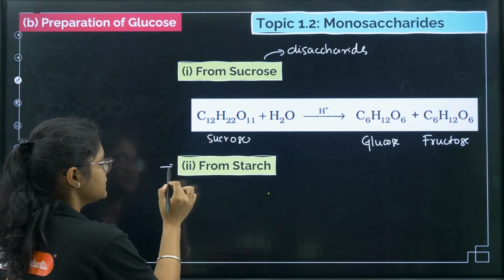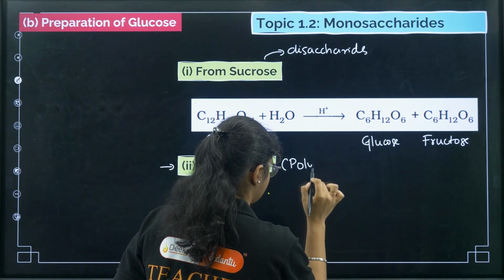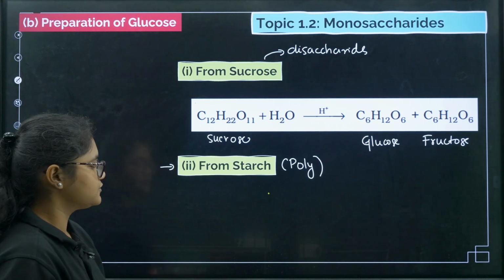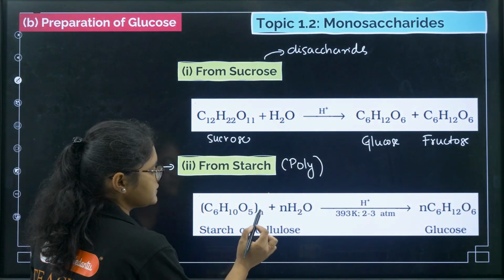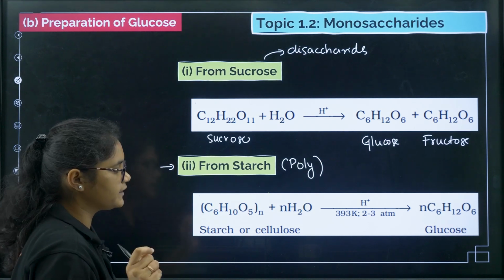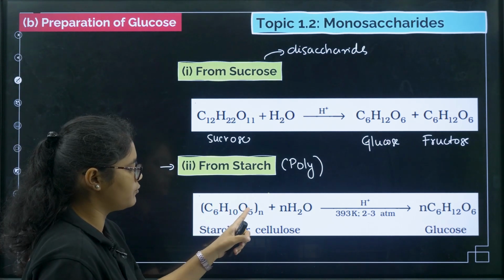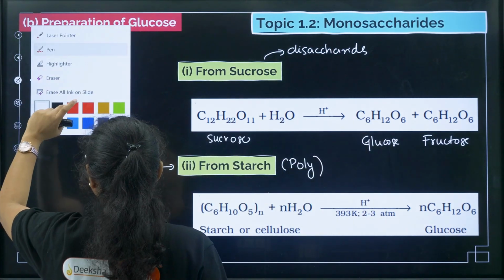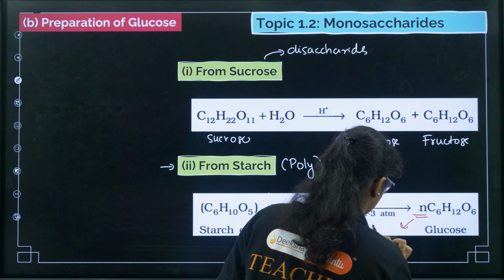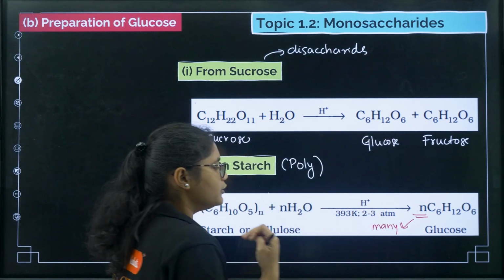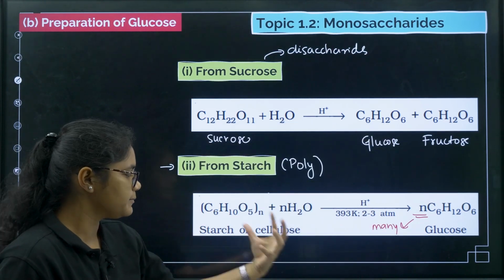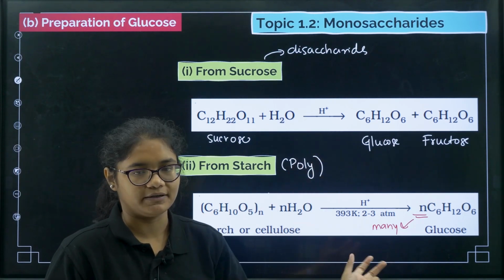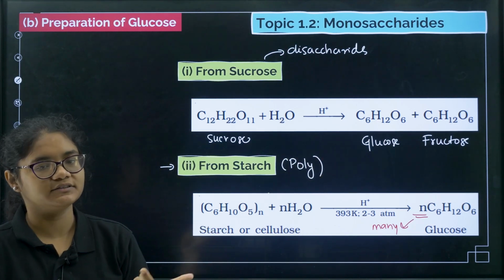Now similarly starch, which we discussed just now, is a polysaccharide, right? So now if you break starch, we will get many glucose molecules. So you can see this reaction here. This is starch, the general formula for representing starch, that is C6H10O5 n, and if you do acid hydrolysis, we will get nC6H12O6. Why is this written n? Because this n represents many. A lot of glucose molecules can be produced by the acid hydrolysis of starch or cellulose. Clear? That is the preparation method. First is from sucrose, another is from starch and cellulose.